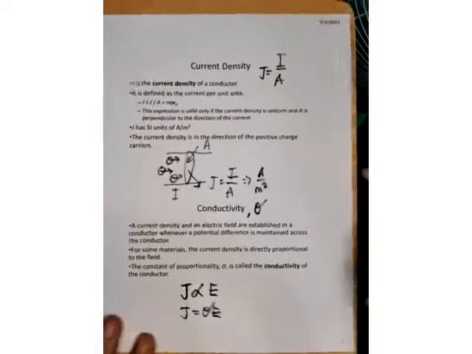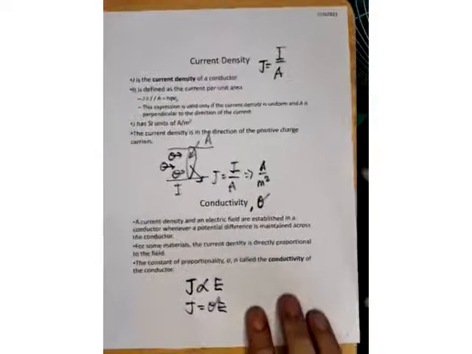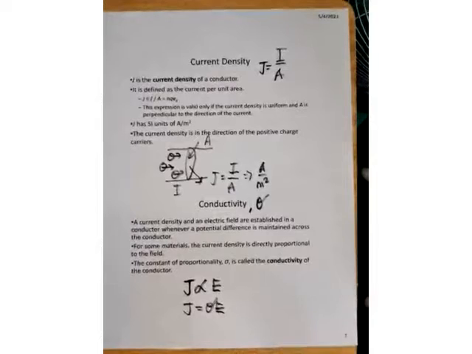Yes, Ivan? Sigma. J is equal to sigma. Uh, alpha, that's not the symbol of alpha. Okay. Ito. This one.